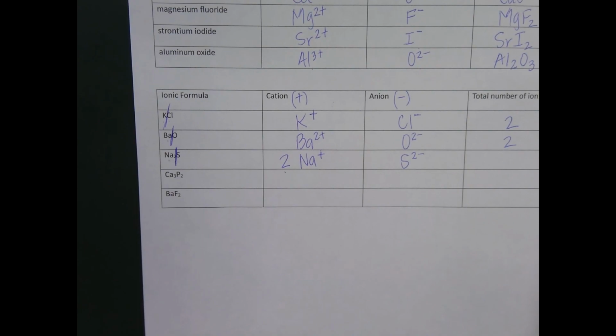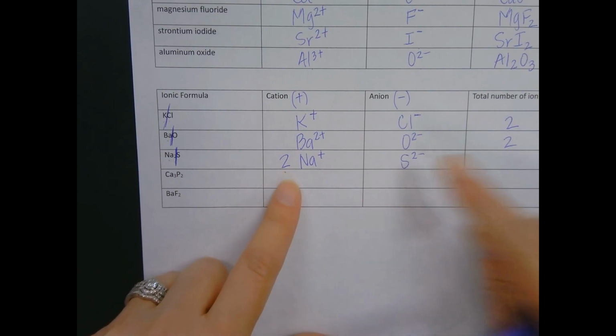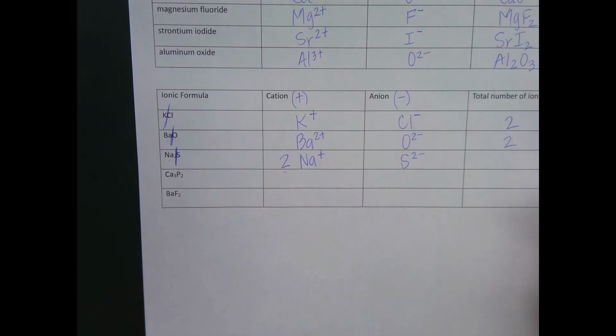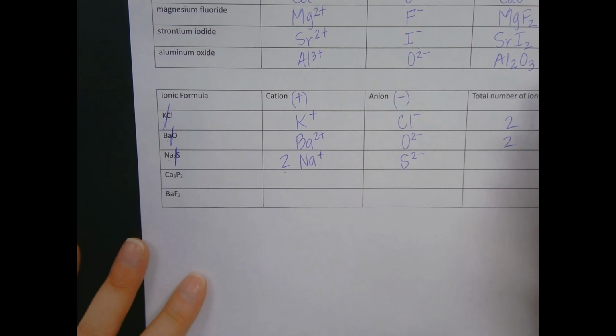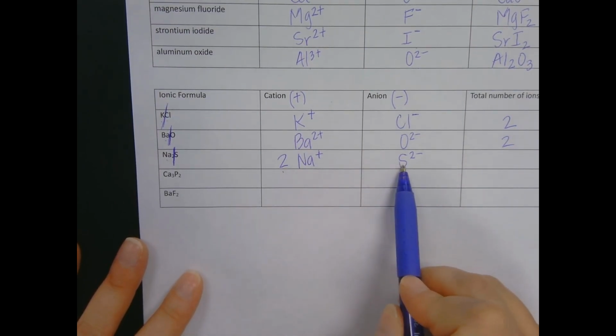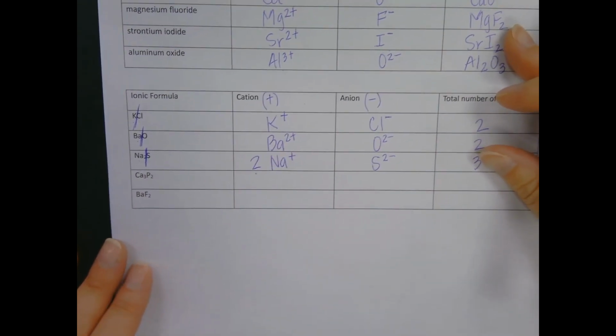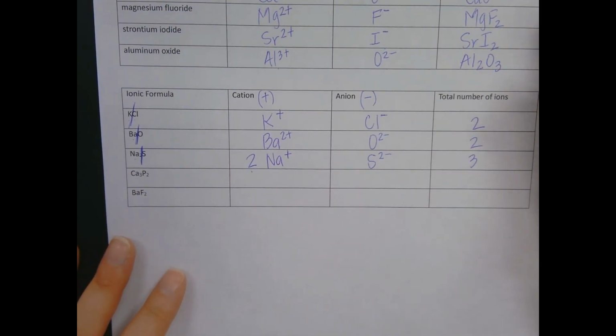Now, how you can tell if you're doing this right is if it adds up to 0. 2 plus and a 2 minus equals 0. So that tells me that I'm doing this correctly. So my total number of ions is how many there are. Well, I have 2 sodiums and 1 sulfur. So 2 plus 1 is 3. So there are 3 total ions. Move this over a bit. Okay, next one.